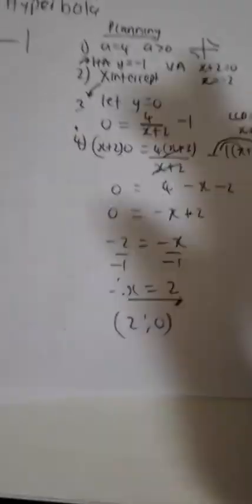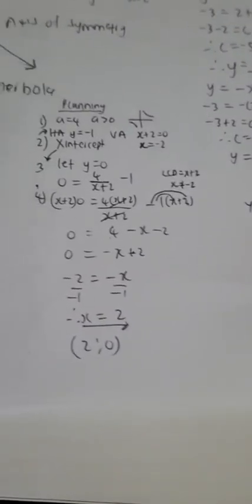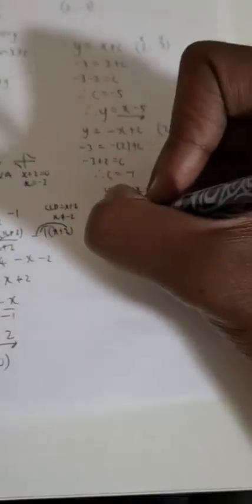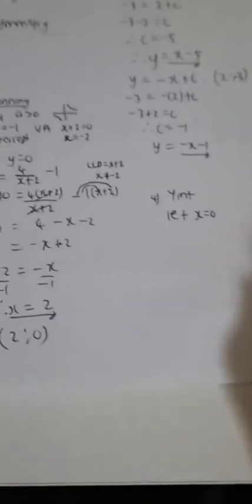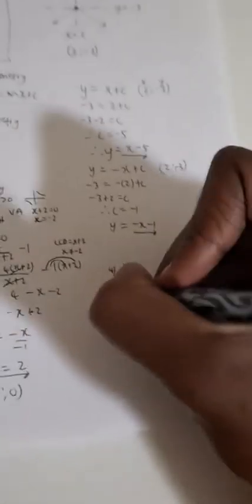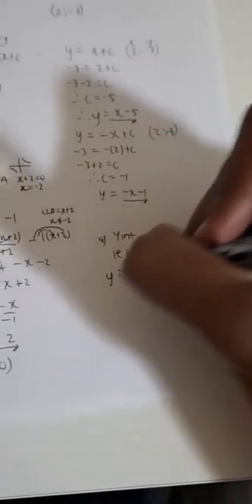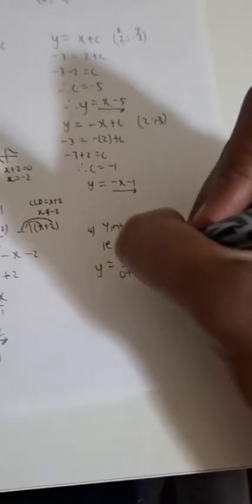2-0, nice. So that's our x-intercept. Then after that, we go for y-intercept. All right, that's number 4. Remember, I just did number 3, which was the x-intercept. Now I'm finding the y-intercept. For y-intercept, we let x be equal to 0. So we go back to the function. We let x be equal to 0. So y is equal to 4 over 0 plus 2 minus 1.